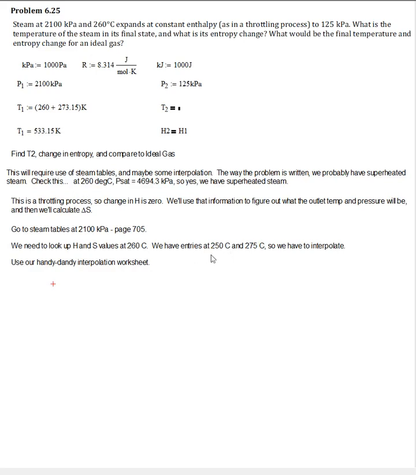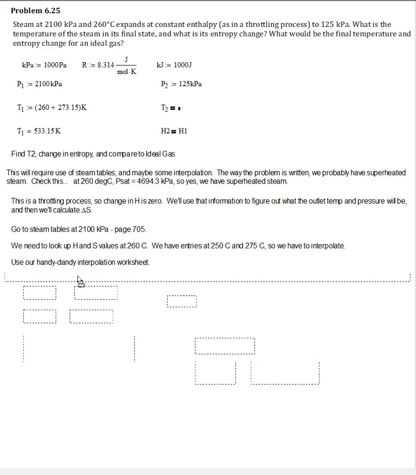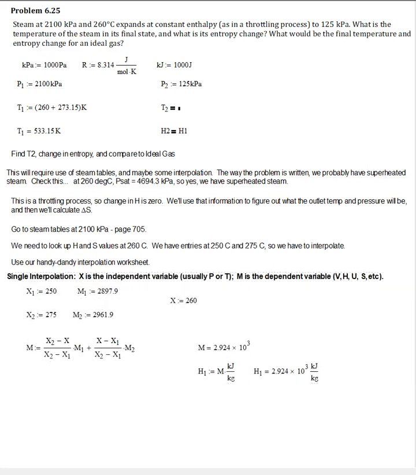But what you see is at 2100 kilopascals on page 705, you only have entries at 250 and 275. So we're going to have to do some interpolation. So get your interpolation spreadsheet or MathCAD worksheet, and I'll just bring this over here. X is my independent variable, that's temperature. M is my dependent variable, that is enthalpy. So I enter those values in.